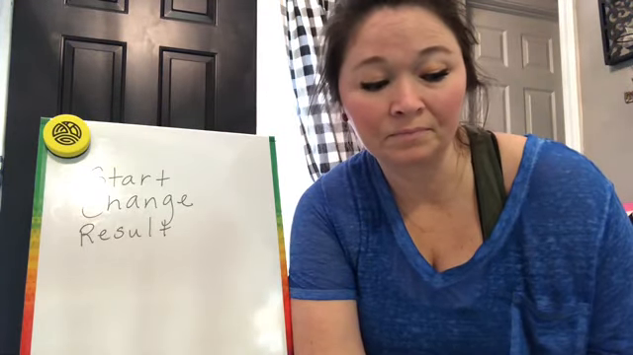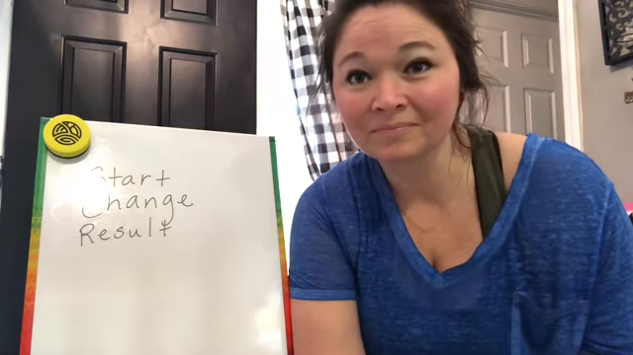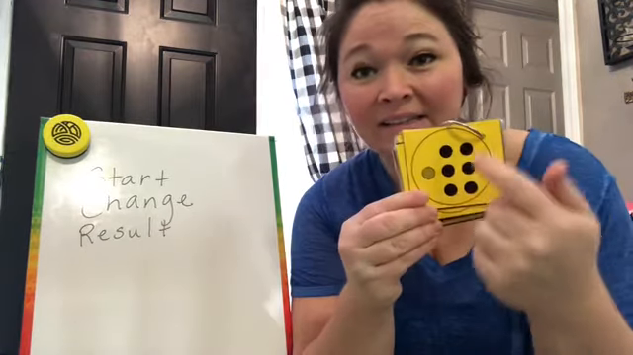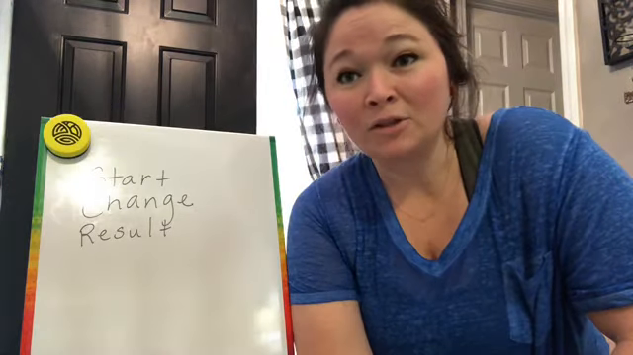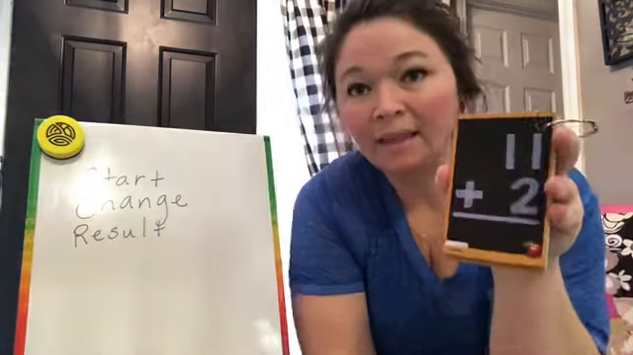What do you see? Did you see 7? Yeah. 6 and 1 more makes 7. Perfect. Good job. So think about start, change, result, whether you're doing subitizing or like this.